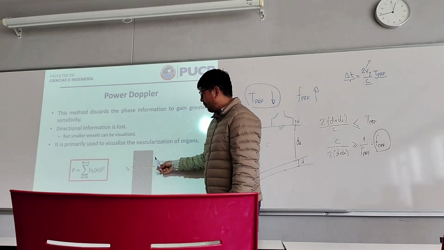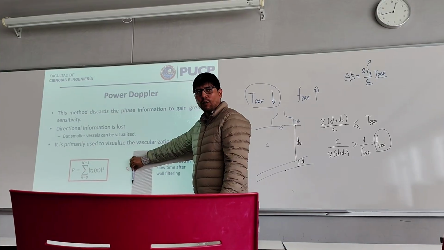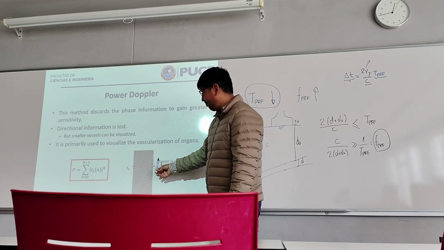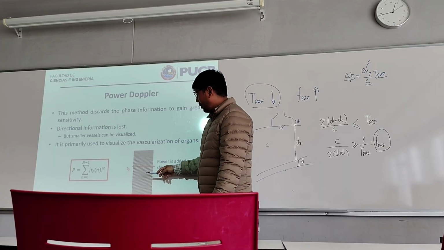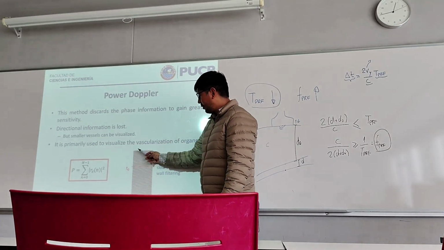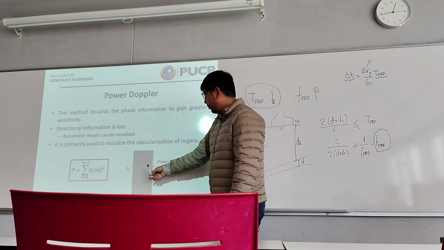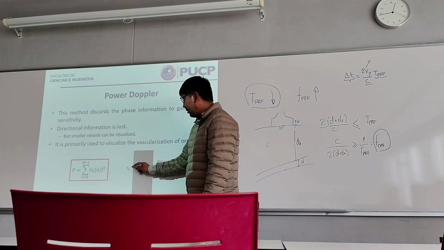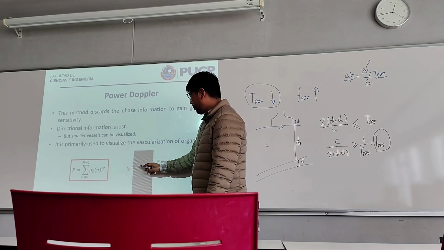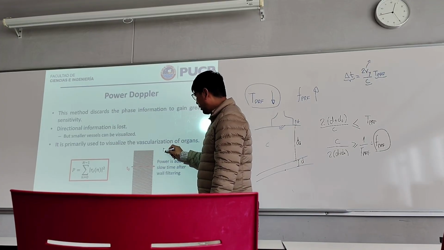The principle is the same. First, we have our slow time signal for different depths, after applying the wall filter, so we have only the moving parts. And for this depth, we have a slow time signal here.